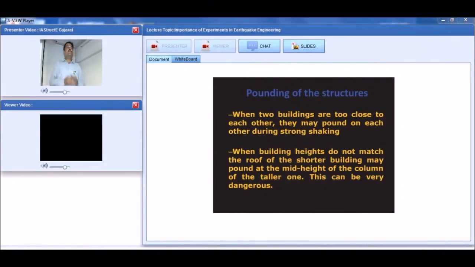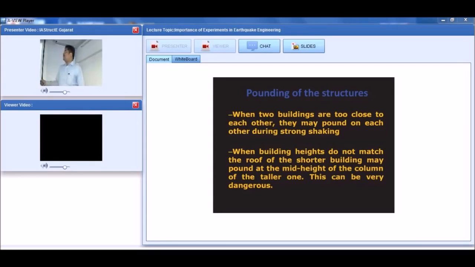When the two structures are very close to each other, then what is going to happen? They will hit each other. They will collide with each other, right? So that is known as the pounding of structures. So when two structures are very close, what will happen? We'll see.